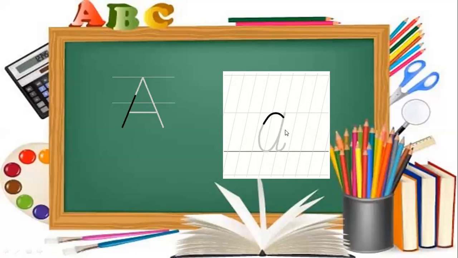Understood? Start from the middle, draw a curved line touching the bottom, and then go back again to the middle, draw a standing line, and at the end, draw a small curve. Understood? So, this is our capital A, and this is our small a. Understood?